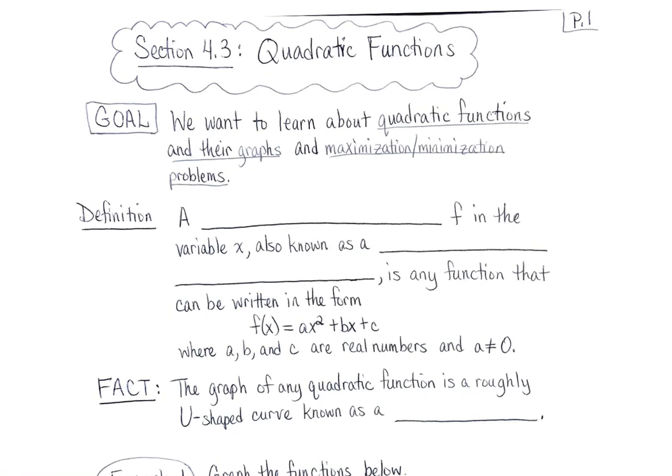Okay, so our goal today is to learn about quadratic functions and their graphs, and also talk about maximization and minimization problems. So quadratic functions that we're going to talk about today have this shape, or this shape. Okay, those shapes are called parabolas. We'll talk about them officially soon, but they're called parabolas.